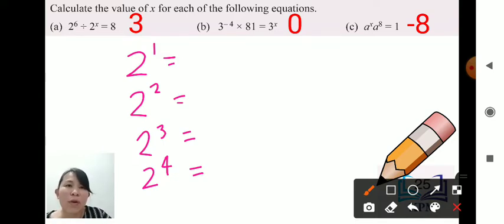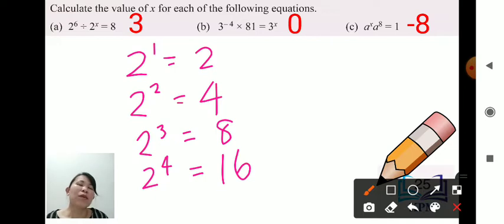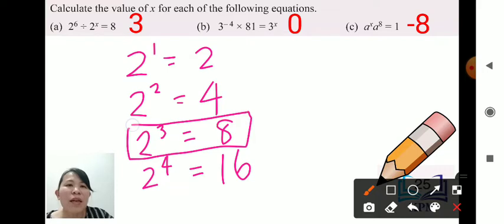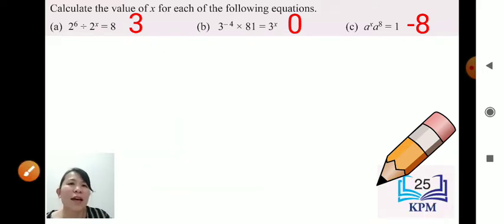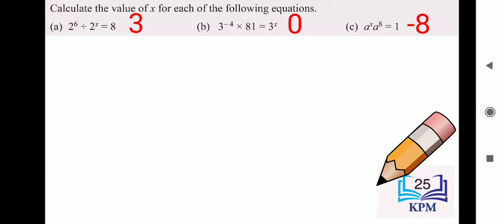2 to the power of 1 is 2. 2 to the power of 2 is 4. 2 to the power of 3, or we can say this is 2 squared, this is 2 cubed, is 8. 2 to the power of 4 is 16. Try to remember a few, then this will be useful for question A. So you can try question A now. We do it together.